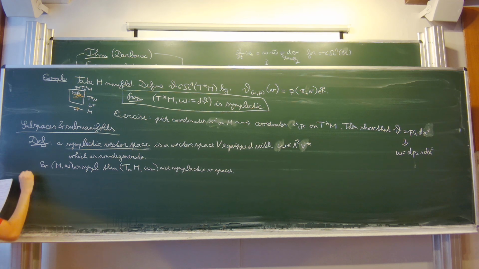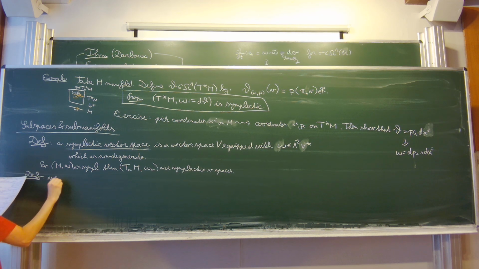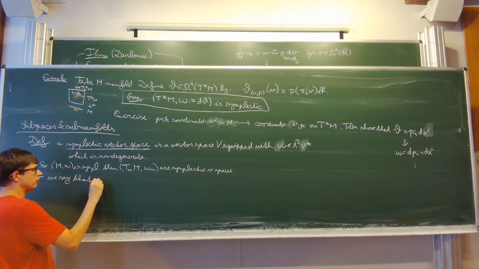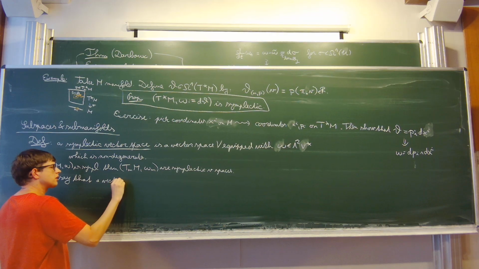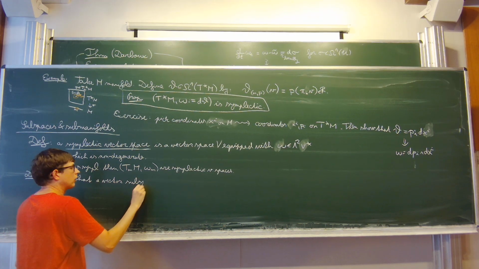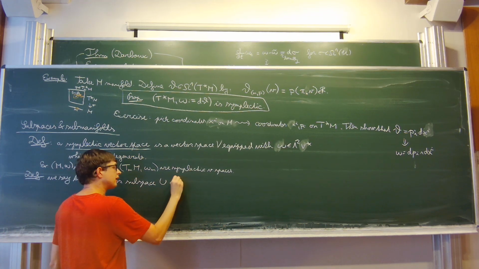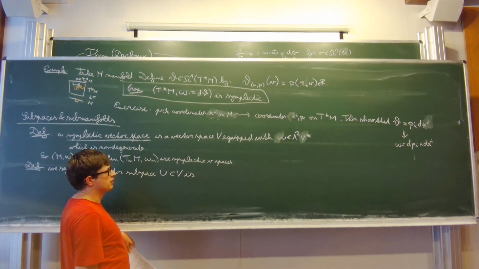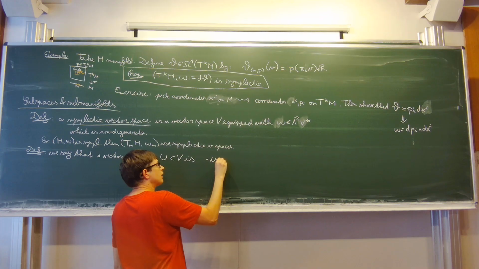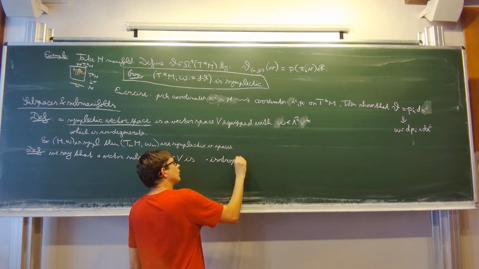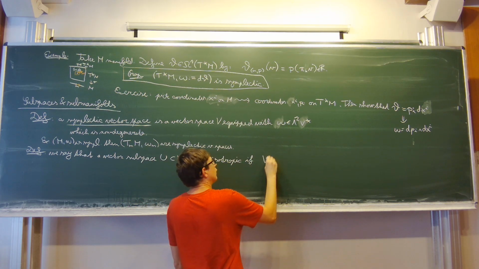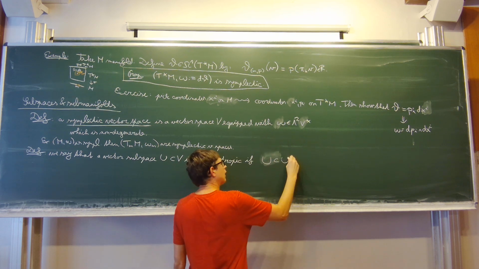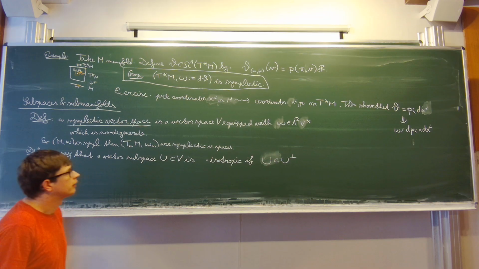Okay, and now definition. We say that a vector subspace U inside V is, and now I will define four notions at once, isotropic if U lies in its orthogonal complement.